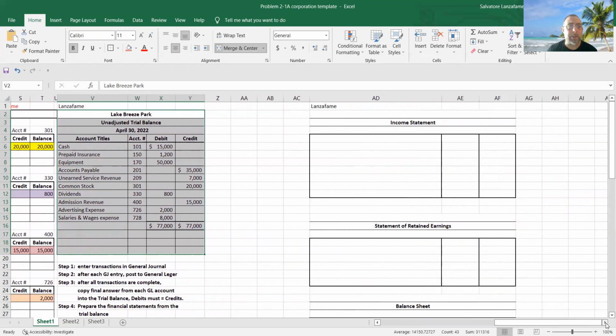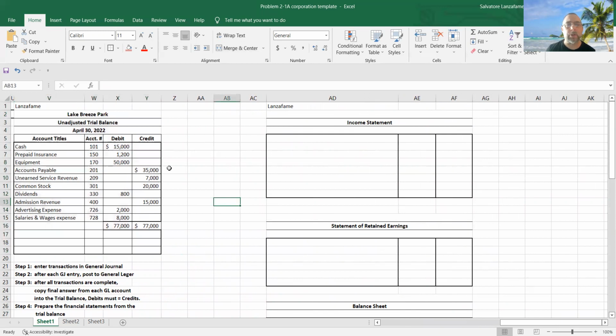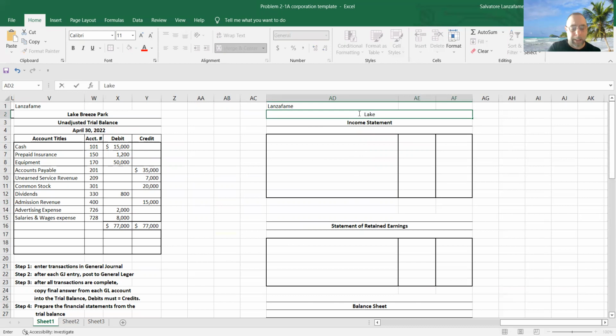We're only in chapter 2 of our accounting course. So for practice purposes, we'll use this unadjusted trial balance to help us practice the financial statements. Okay. So, but in reality, you wouldn't do them right now. You would wait until your trial balance had more up-to-date information. Okay, so we're going to do the name of the company, which is Lake Breeze Park.